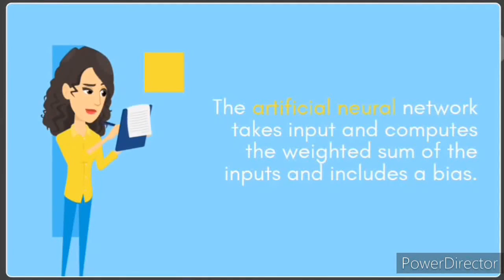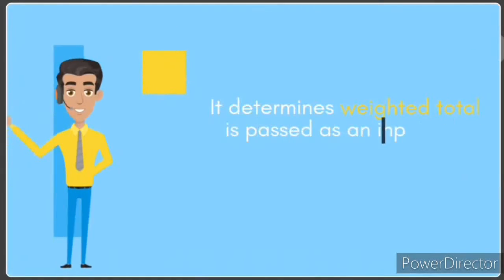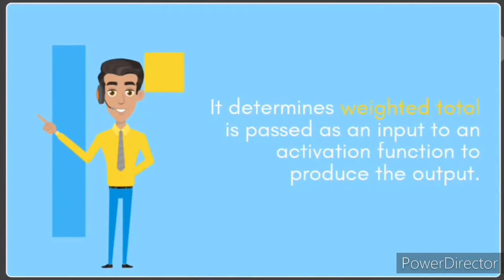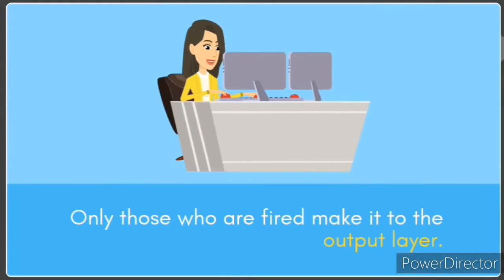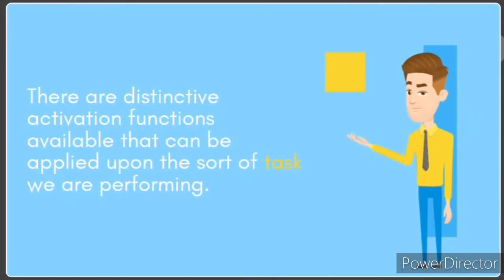The artificial neural network takes input and computes the weighted sum of the inputs and includes a bias. This weighted total is passed as an input to an activation function to produce the output. Activation functions choose whether a node should fire or not. Only those that are fired make it to the output layer. There are distinctive activation functions available that can be applied depending on the sort of task we are performing.